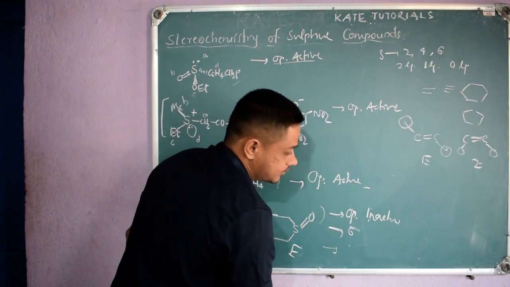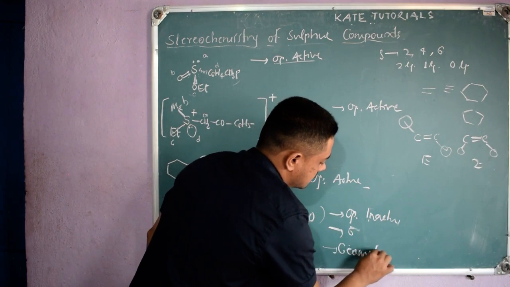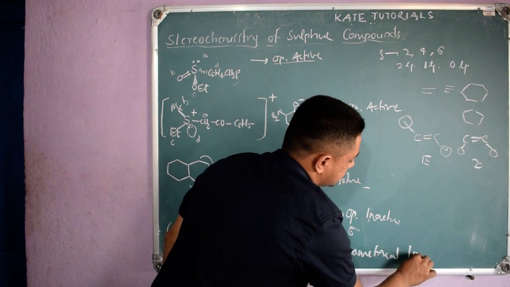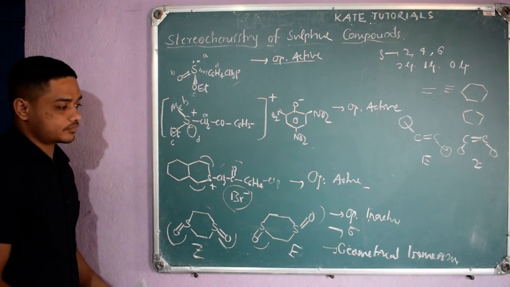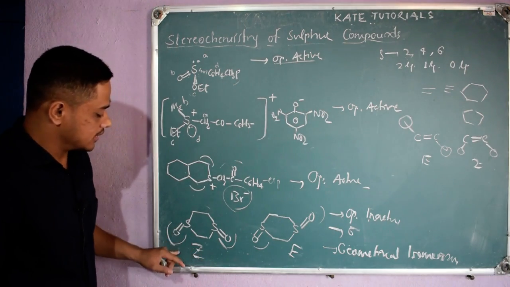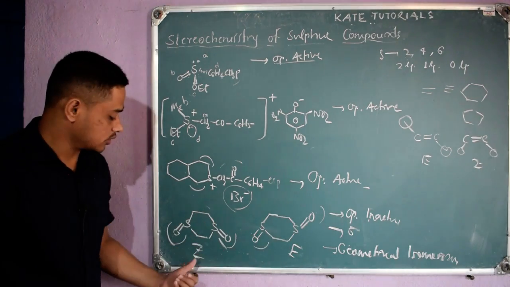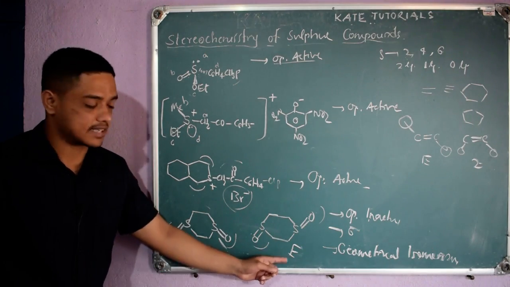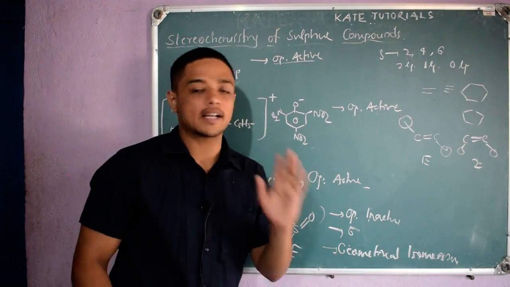Just a minute. Geometrical isomerism. Why do they exhibit geometrical isomerism? I told you it is like a double bond, C double bond C. So they will be optically inactive and they will exhibit cis-trans. So this is a kind of cis, this is trans. So the Z, E nomenclature they will form, that is nothing but geometrical isomerism, right?